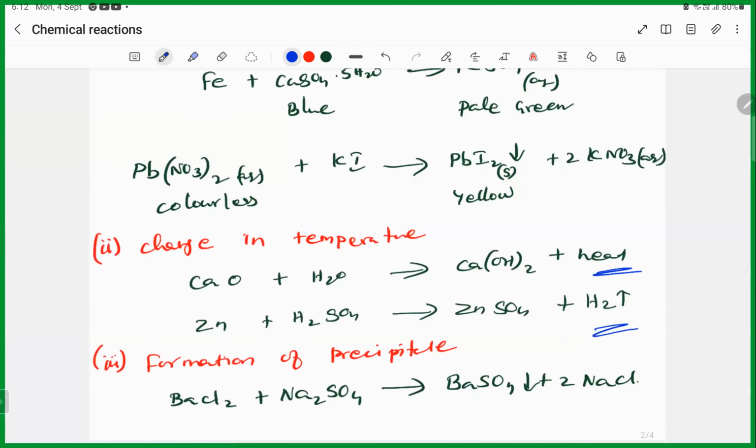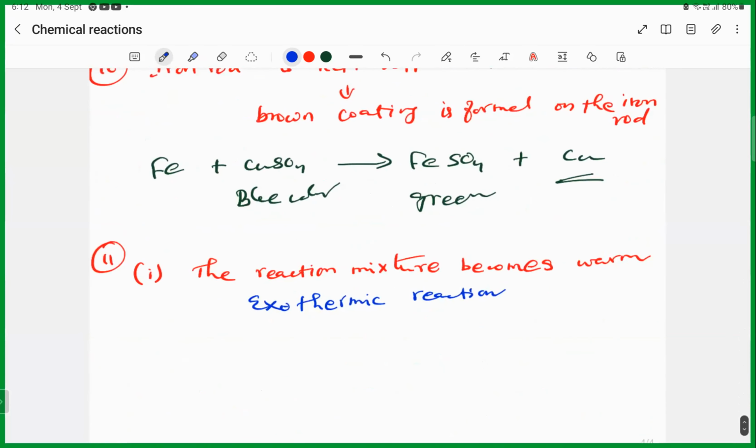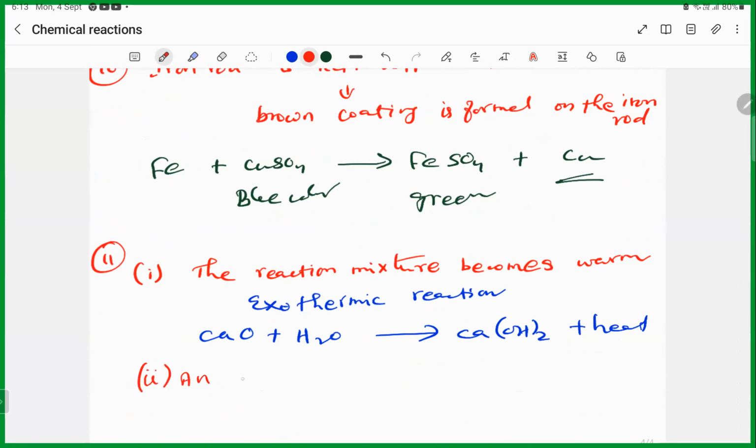Sir, the formation of lime water, sir. Calcium oxide plus water gives calcium hydroxide plus heat, and then an insoluble substance is formed.